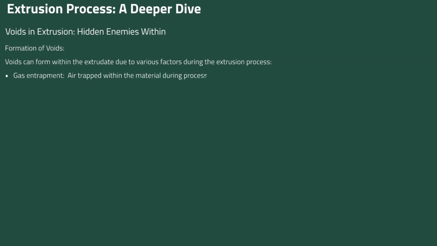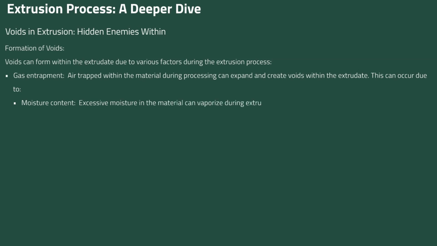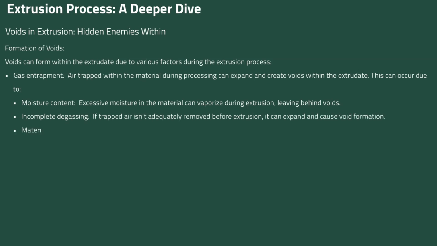Formation of voids. Voids can form within the extrudate due to various factors during the extrusion process. Gas entrapment. Air trapped within the material during processing can expand and create voids within the extrudate. This can occur due to moisture content. Excessive moisture in the material can vaporize during extrusion, leaving behind voids. Incomplete degassing. If trapped air isn't adequately removed before extrusion, it can expand and cause void formation. Material properties. Materials with naturally high gas content are more prone to void formation.